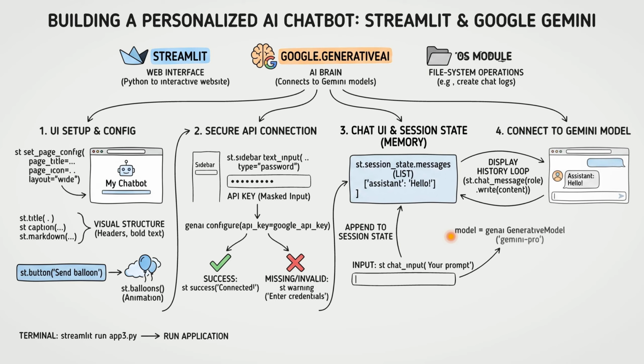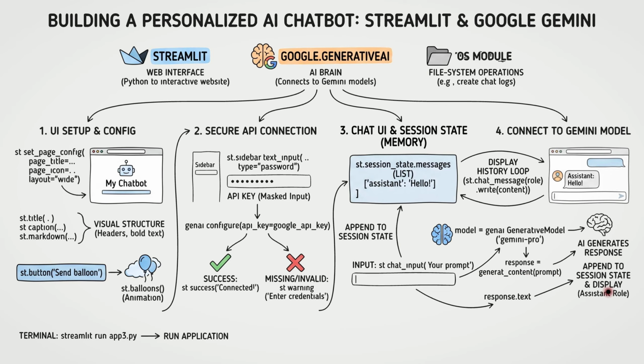We initialize our AI by selecting the Gemini Pro model, which is a fantastic general-purpose large language model. When the user submits their prompt, we call the generate content function. The AI's response is captured and then appended to our session state, so it shows up on screen as the assistant's reply. While we are using Gemini here, the architecture is flexible.